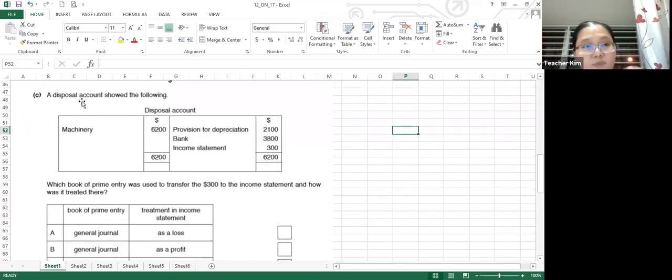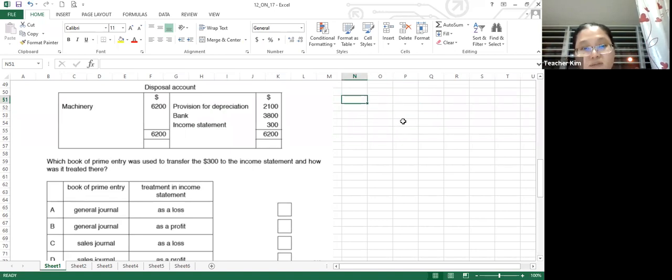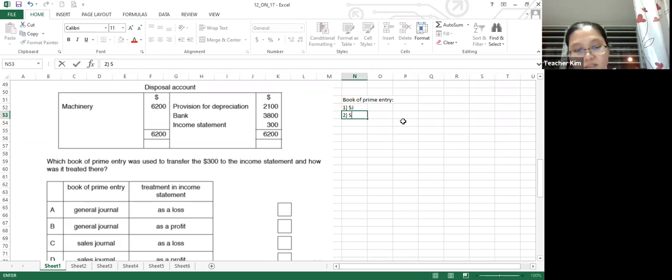You see, a disposal account shows the following. Which book of prime entry was used to transfer 300 to the income statement and how was it treated? So we do some revision for the book of prime entry first. In total we have seven. One, sales journal, two, sales return journal, three, purchases journal, four, purchases return journal, five, general journal, six, cash book, seven, petty cash book.